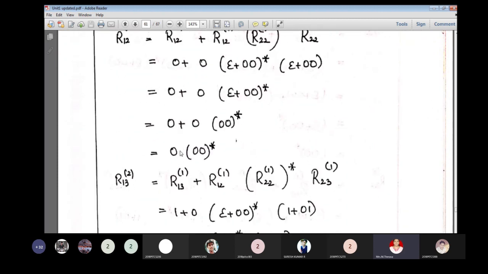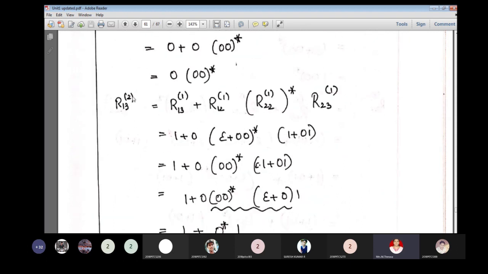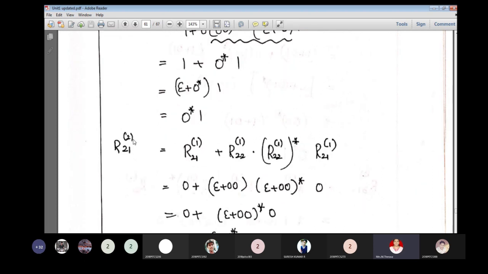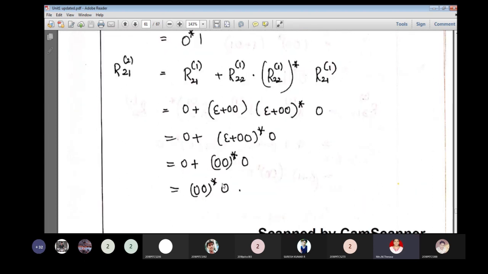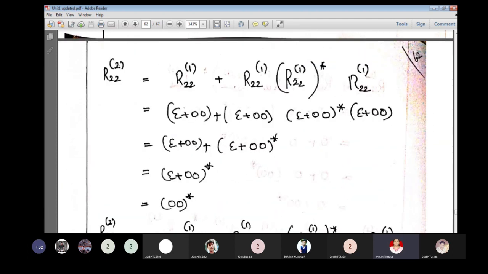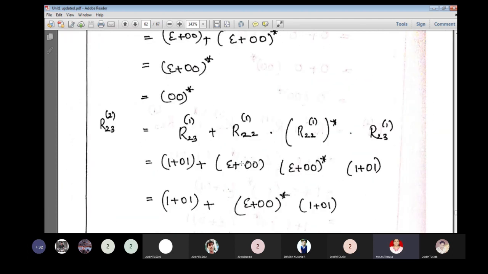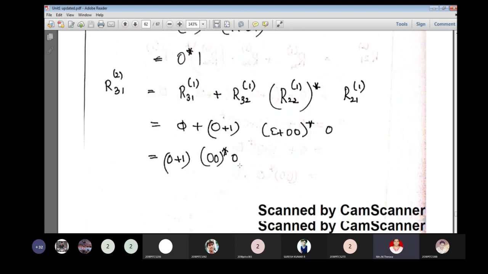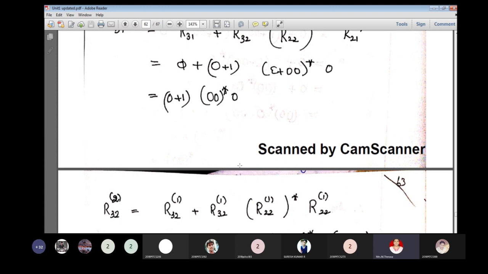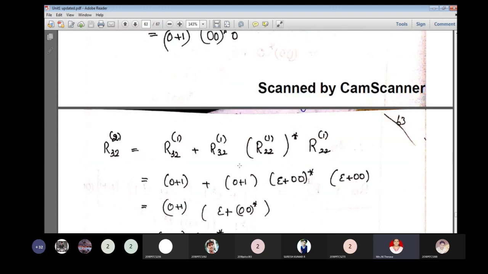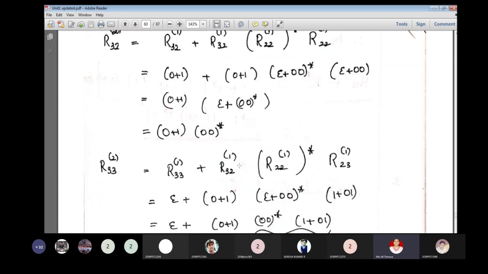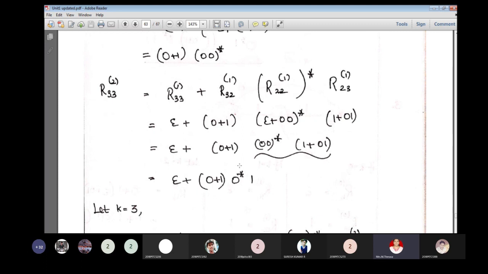R12 power 2 is 0, 0 the whole star. R13 power 2 is simplified as 0 star 1, and R21 power 2 is simplified as 0, 0 star 0. Then R22 power 2 is 0, 0 star. R23 power 2 is 0, 1, 0 star 1. R32 power 1 is 0 plus 1 the whole star, 0, 0 star 1. And then R32 power 2 is 0 plus 1, 0, 0 star. R33 power 2 is epsilon plus 0 plus 1 the whole star, 1.